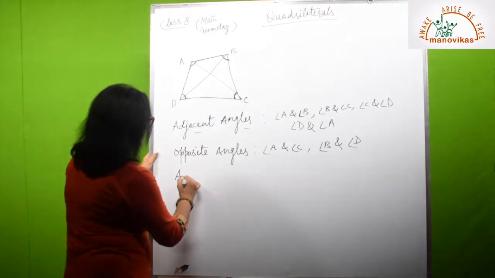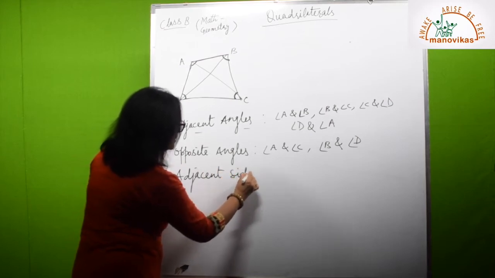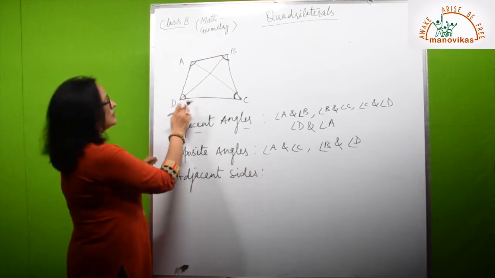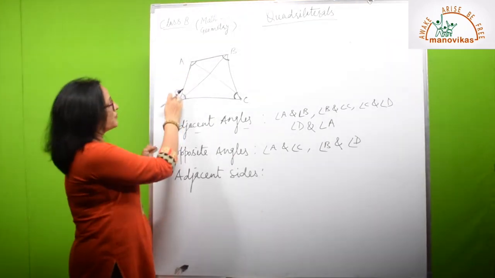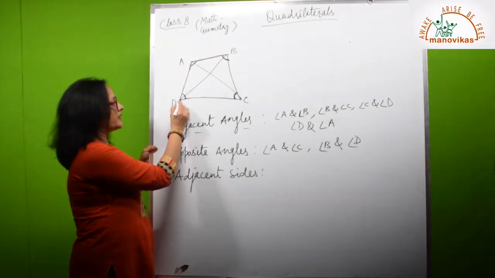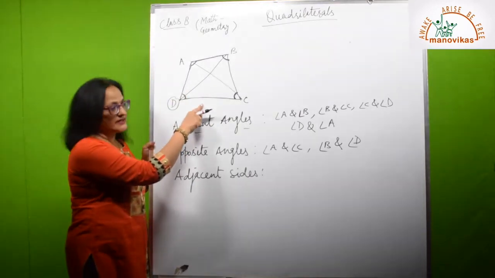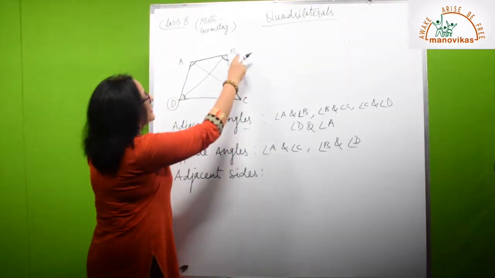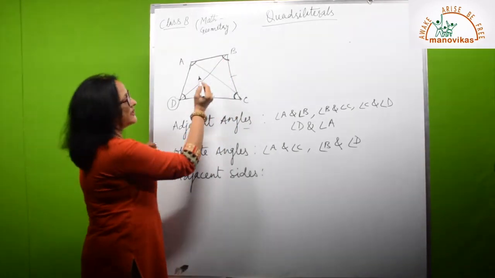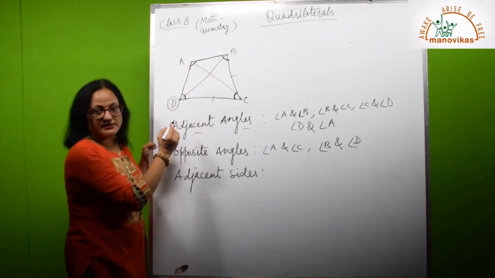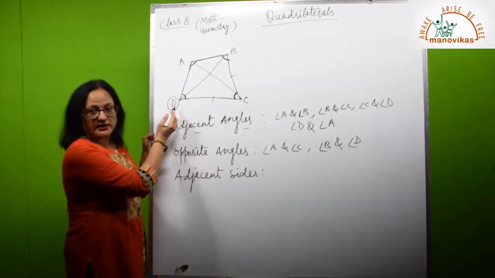So adjacent sides are those sides which share a vertex, like AD and CD. So this vertex D is common for both these sides. Such sides are called adjacent sides. Similarly, CD and BC are adjacent sides. BC and AB are adjacent sides. AB and AD are adjacent sides. So those sides are adjacent sides which share the vertex.